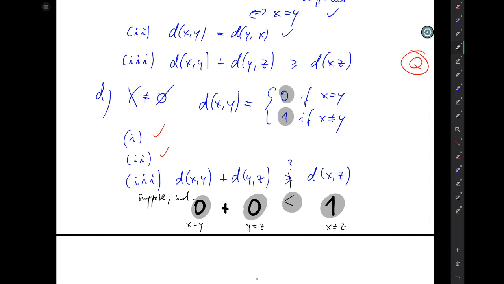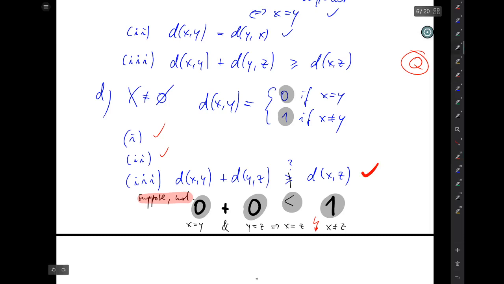You see the problem? I mean, if x is y and y is z, then you get that x is z, which of course totally contradicts this thing here. So this is the contradiction. This means our assumption that it's not true is wrong. So yes, it holds.